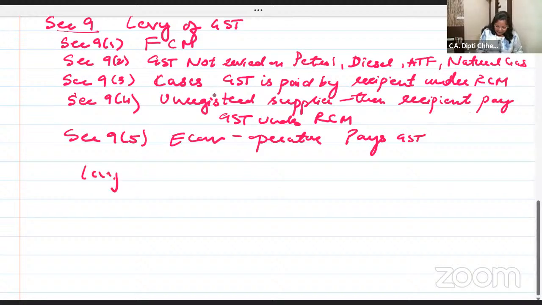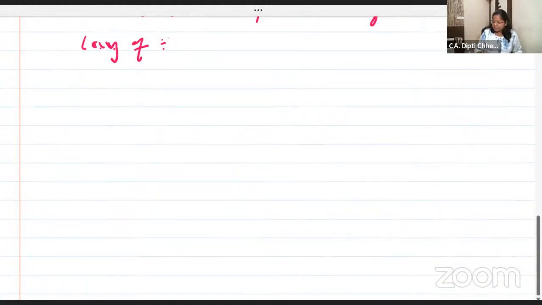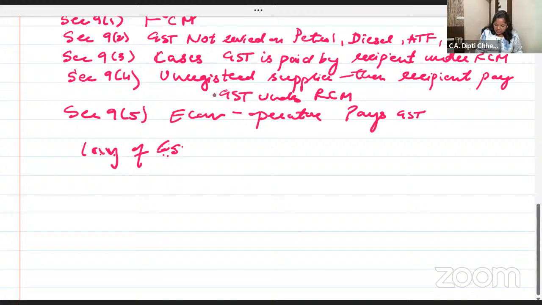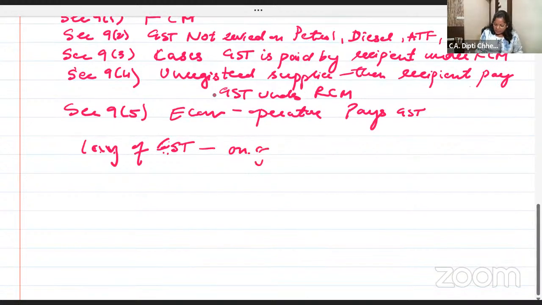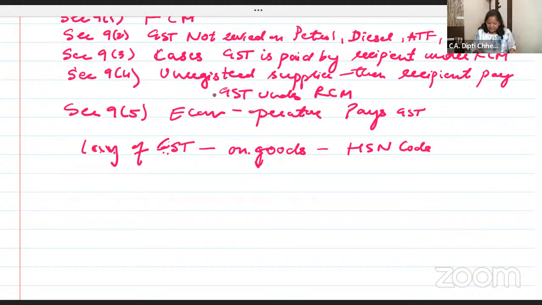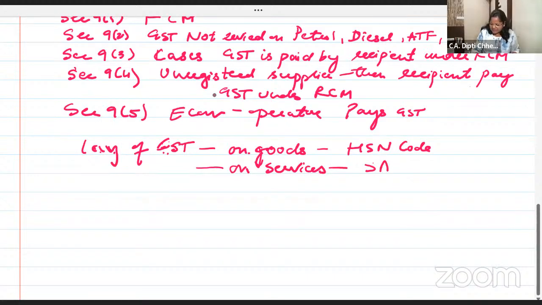And then levy of GST. Okay, write down. The levy of GST on goods. The levy of GST on goods is as per what? HSN code. Harmonized system of nomenclature code. If your turnover is above this limit, then 4 digit, 6 digit, like that codes are there, and according to that GST is charged. In case of services, service accounting code is there, SAC. According to that GST is charged.